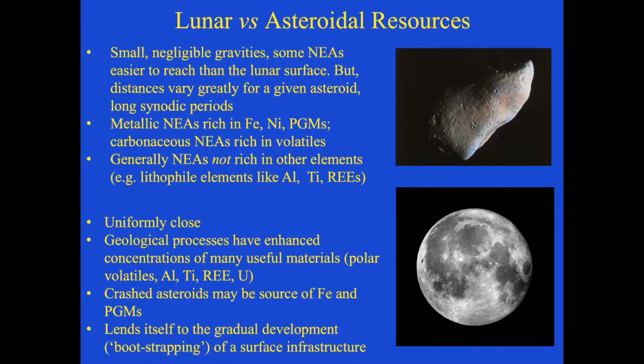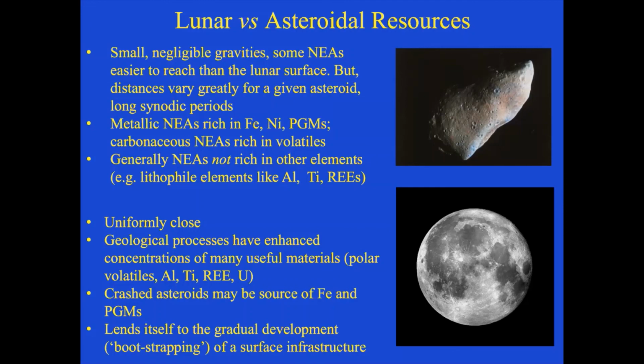On the other hand, nature has concentrated in the metallic near-Earth asteroids iron, nickel, and the platinum group metals, and in the carbonaceous near-Earth asteroids the volatiles: water, carbon, nitrogen. These will be very useful materials. On the other hand, in general, near-Earth asteroids are not concentrated in many other useful elements, like lithophile elements such as aluminium, titanium, and the rare earth elements. They have these elements in their cosmic abundances, more or less, but the asteroid bodies have lacked the geological processes to further concentrate these above their background levels.